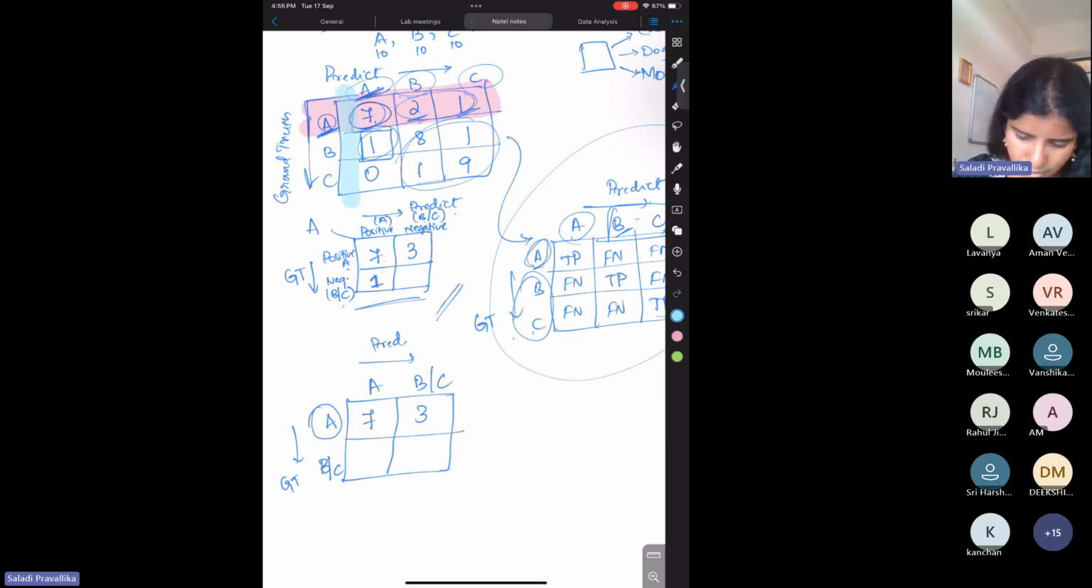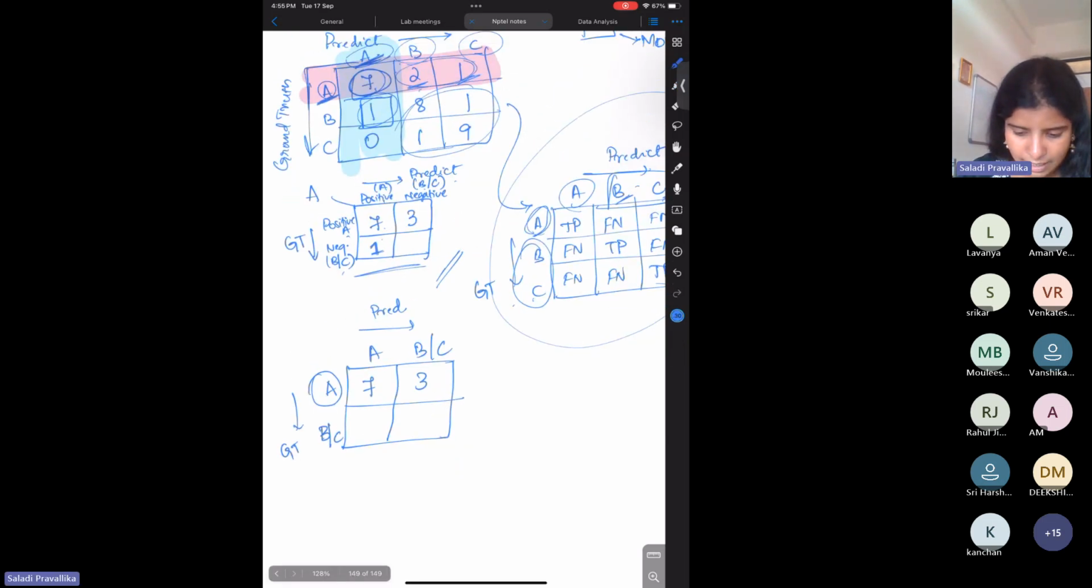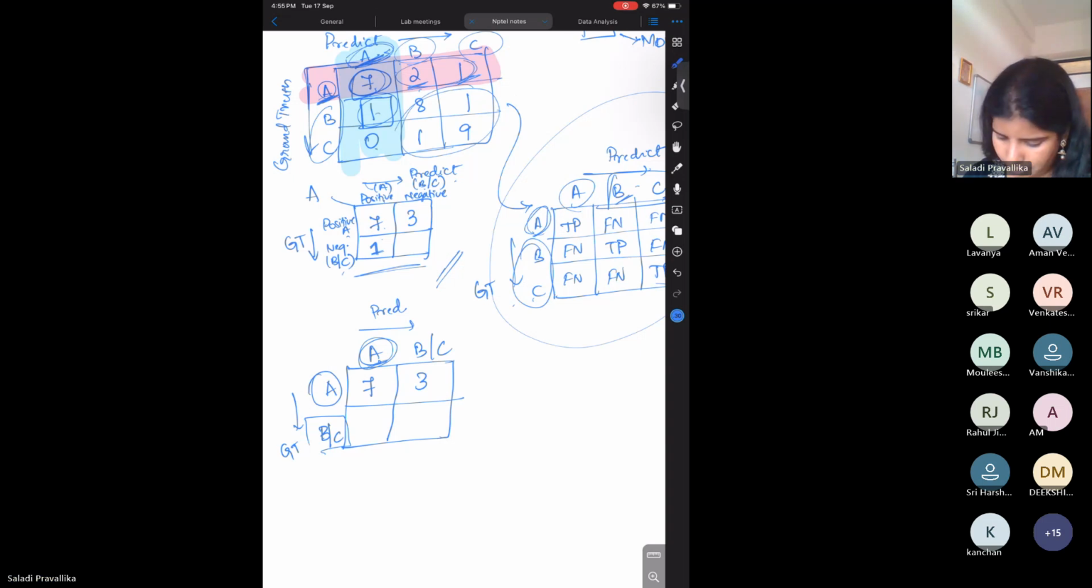Now I'm looking at this side. My prediction is A, but the ground truth is B and C. Looking at this, it's 1 plus 0, so that is 1.